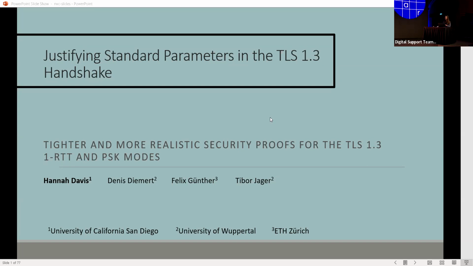Okay. Hi, my name is Hannah Davis, and I'm here to talk about practical security bounds for the TLS 1.3 handshake protocol and why it matters to security that the encoded length of the legacy session ID of a client hello message does not begin with the bytes 3, 6, or 5C. This is based on work by Dennis Diemert, Felix Günther, and Tibor Jager.